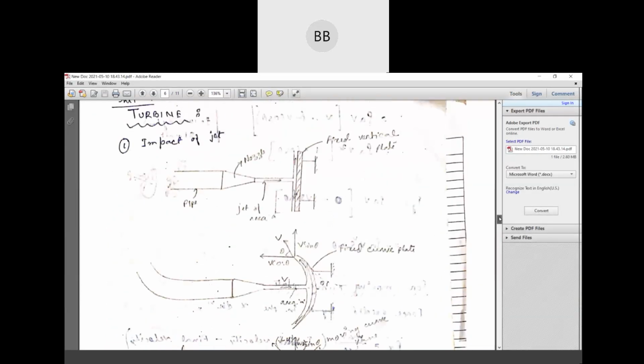So our main aim when we are talking about impact of jet is to find out F of x and F of y. What is F of x and F of y? We'll discuss now. These are the three scenarios, and we need to find out F of x and F of y. Whenever we are going to solve numericals related to impact of jet, our main intention is to find out F of x and F of y.